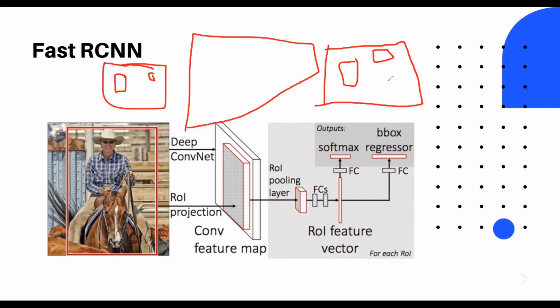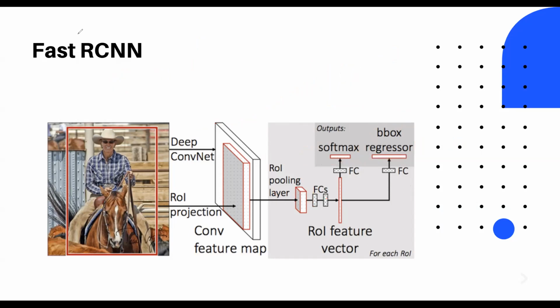And hence, what is being sent for classification is only this part for the object that goes through the fully connected layers, and then of course softmax for classification and bounding box regression for regressing the bounding box coordinates. Now, of course, here you can see ROI pooling. We will speak about this later, but for now, does everybody understand the basic concept of what Fast RCNN does?